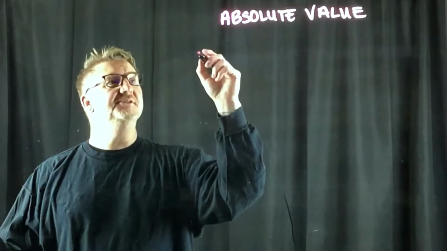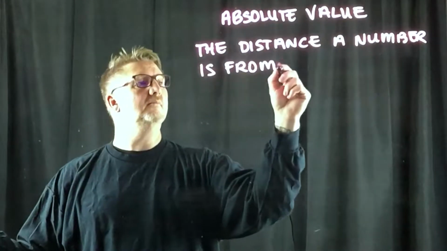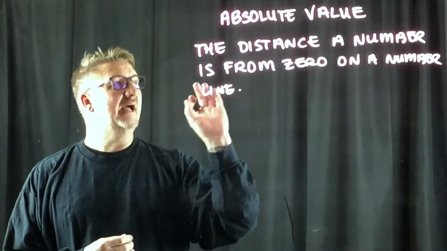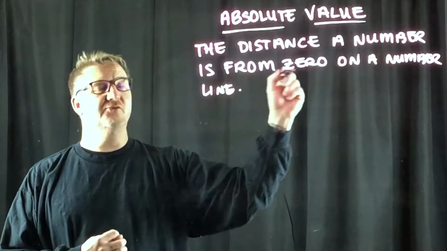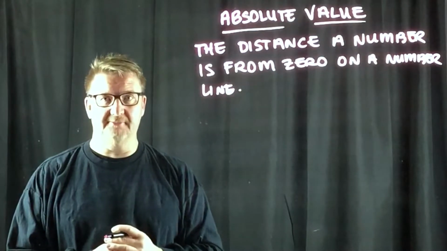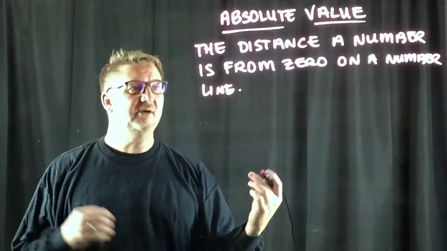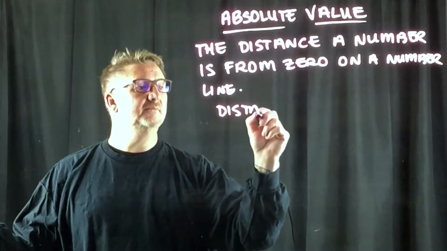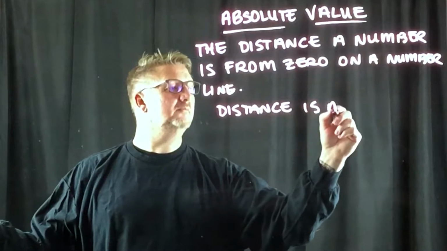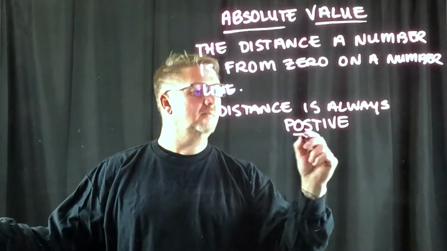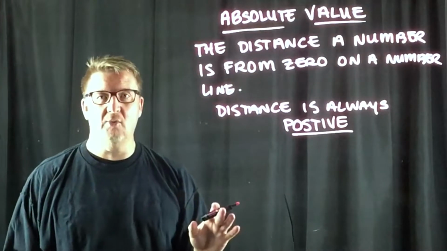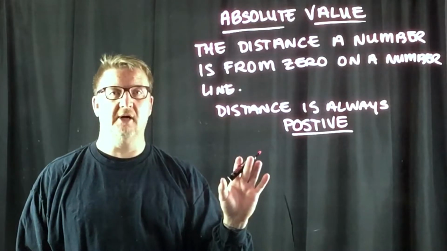Absolute value is the distance a number is from 0 on a number line. Okay? And because we're talking about distance, distance is always positive. All right?